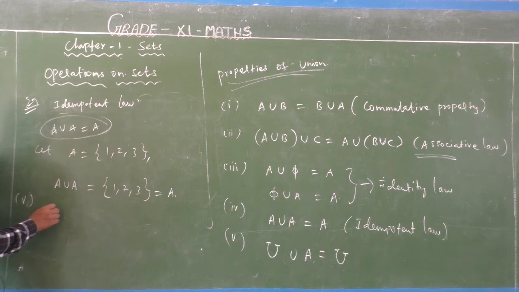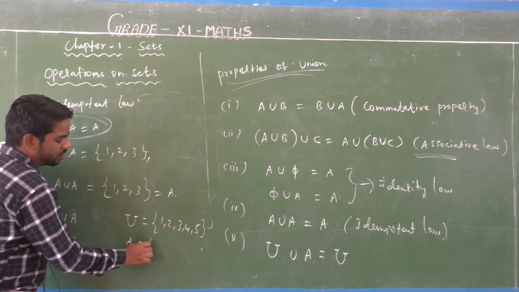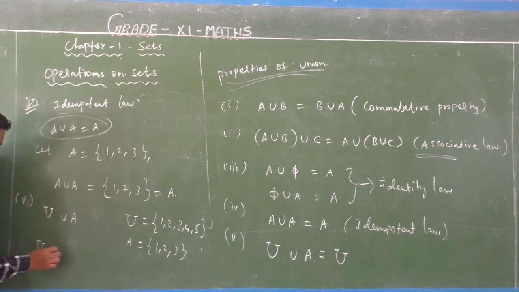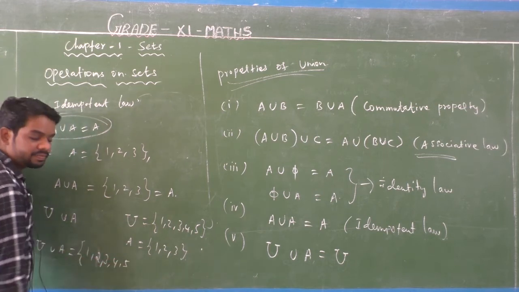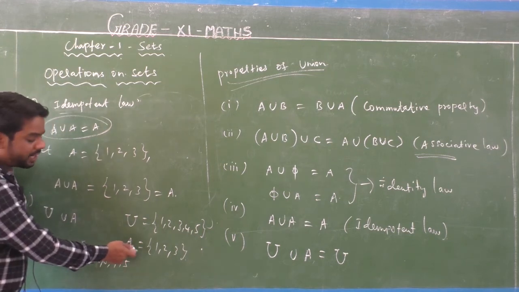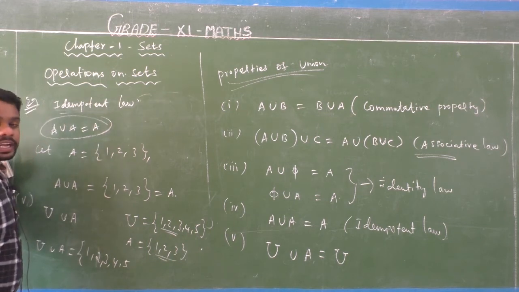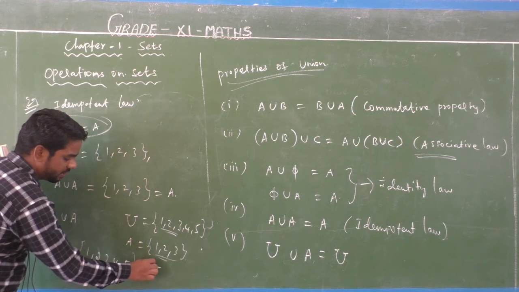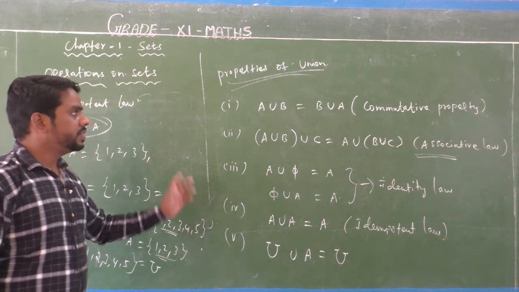Universal law: universal set union A. Let us consider a universal set equal to 1, 2, 3, 4, 5, and A is equal to 1, 2, 3. Listen, students, here A is a subset of the universal set. So universal set union A is equal to all elements in the universal set, 1, 2, 3, 4, 5, and all elements from A. But 1, 2, 3 always belong to the universal set, so these elements are common elements. You know that a common element is taken only one time. So 1, 2, 3, 4, 5 is the union of the universal set and A, which is equal to the universal set. Okay? So this property is very, very important.